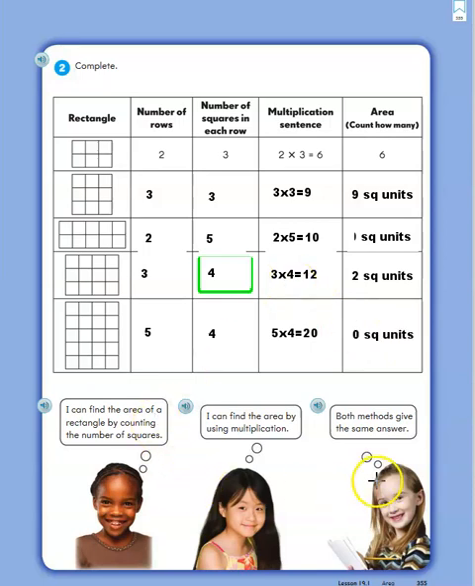Okay, we will look at some more area, and I will show you how to actually write that when you're measuring something in our next lesson.